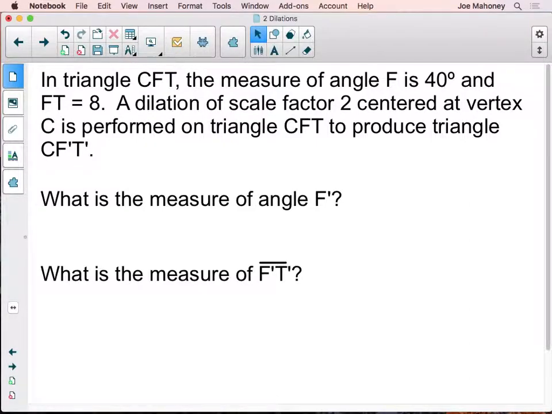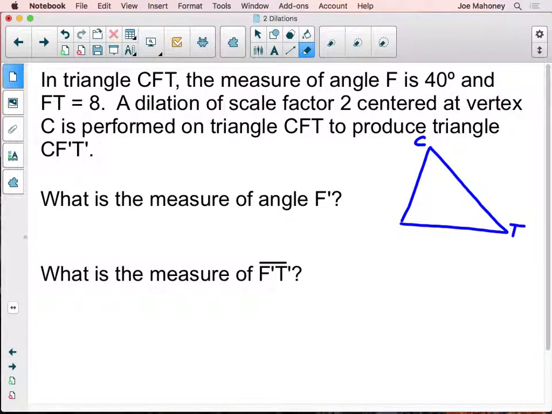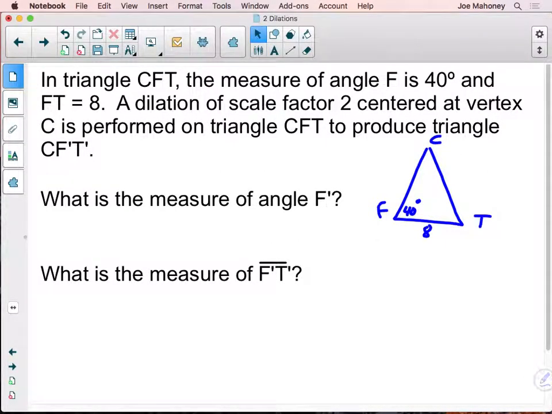So we have some triangle. We're going to call it triangle CFT. So let's draw a picture of what triangle CFT might look like. I don't know, maybe it looks like that. Here's C, here's F, here's T. That one's not going to work for me, so I'm going to switch these two letters real quick. I'm going to draw a new triangle. You'll see why in a minute. Here's C, here's F, here's T. I know the measure of angle F is 40, so I'm going to put a little 40 there. And also the length of FT is 8.